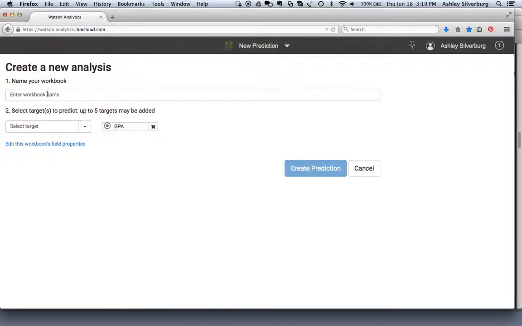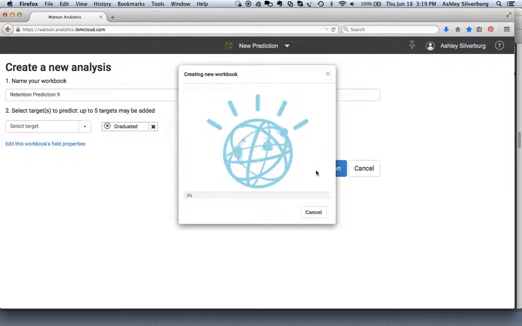I've brought this data into Watson Analytics, and I'm going to create a new analysis. So I've selected the prediction module. And first it's going to ask me to name my analysis and create a target that I want to predict. So I want to predict whether the student graduated or not. So it's going to look through all of the data and try to figure out which of the attributes of students tend to predict whether the student is likely to graduate or not.